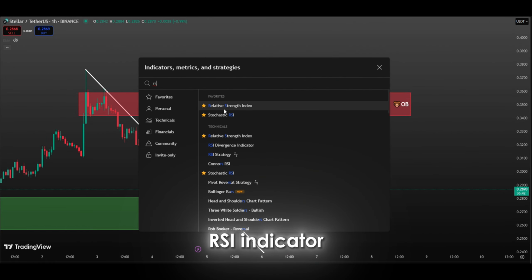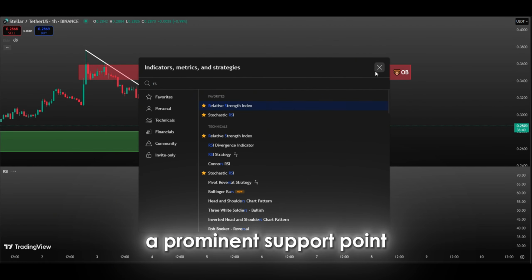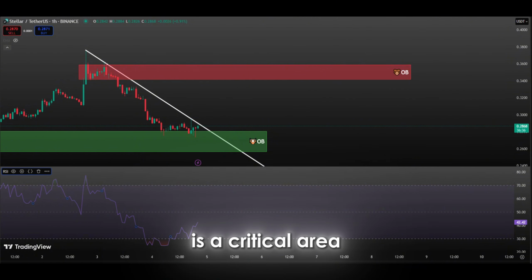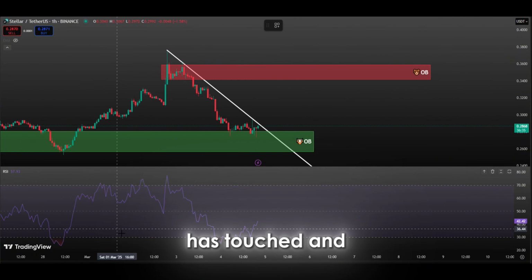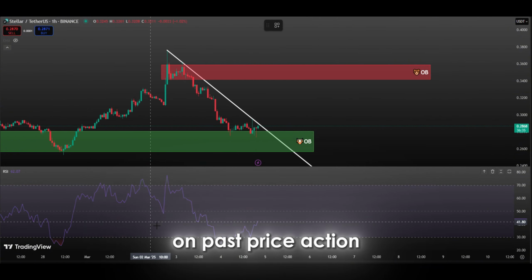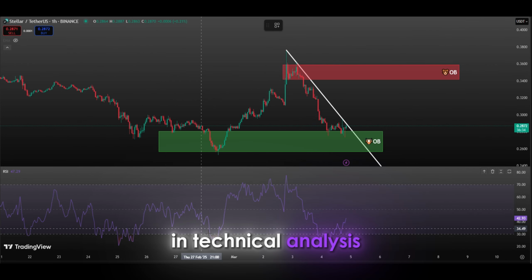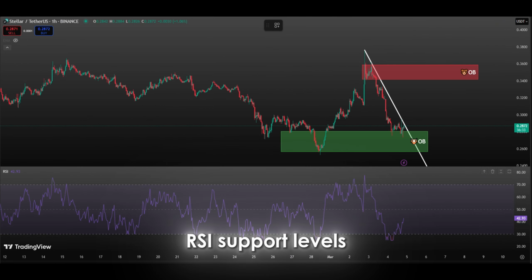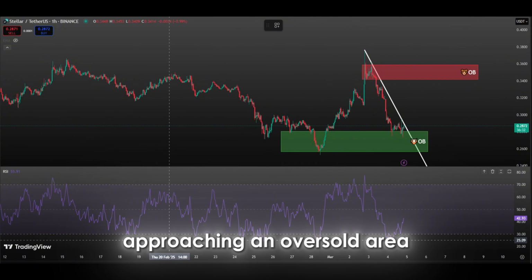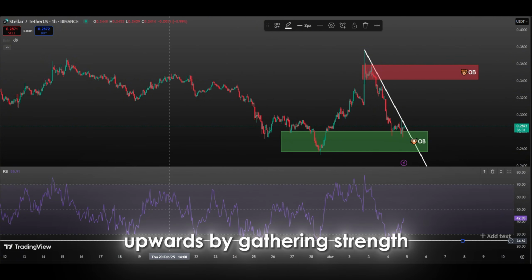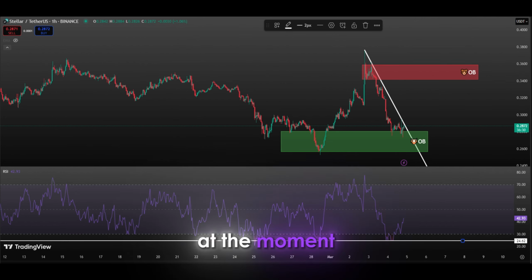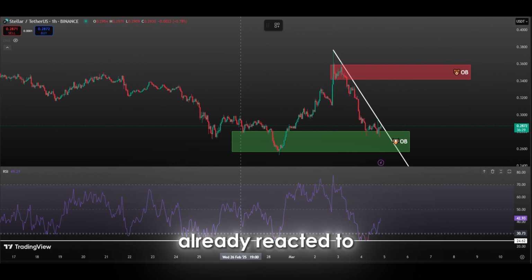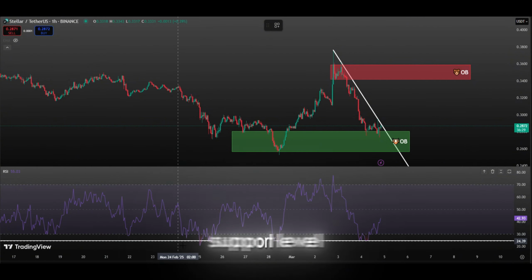Looking at the RSI indicator, we can see that there is a prominent support point. This support point is a critical area where the RSI has touched and reacted upwards many times based on past price action. In technical analysis, RSI support levels are important areas that indicate that the price is approaching an oversold area and may react upwards by gathering strength. At the moment, the RSI has already reacted to the upside after touching this support level.